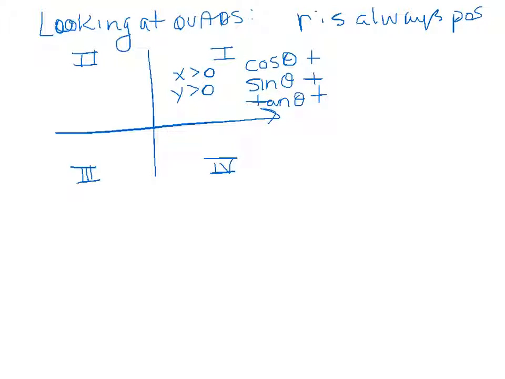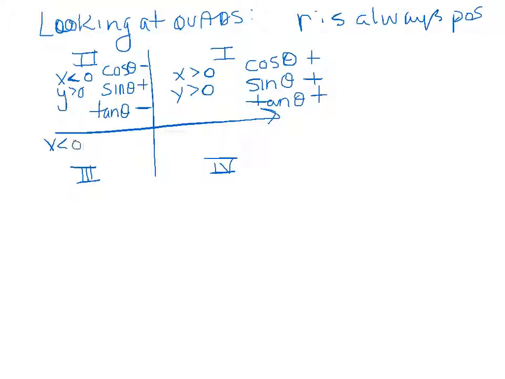Looking at the second quadrant though, I know x is less than 0, and I know y is greater than 0. That leads me to cosine, which goes with x, of theta being negative. Gives me sine of theta being positive because it goes with y, and it gives you tangent of theta, which is y over x, so 1 positive, 1 negative, leaves you with a negative. Okay? So there's that.